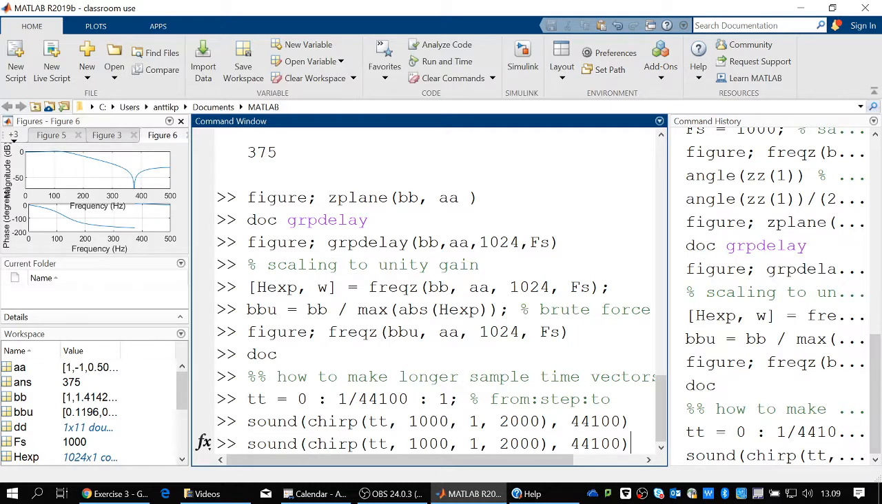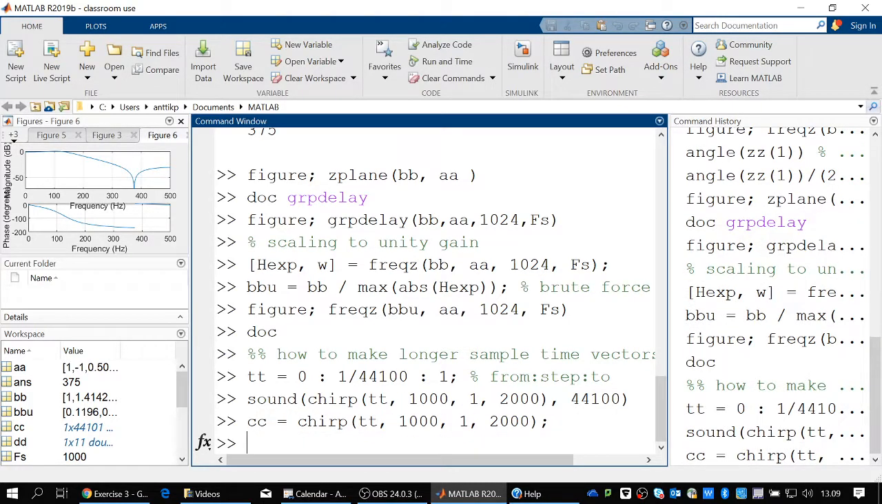Okay, so that's my chirp signal here. Let me just do some. So this is my chirp signal for fun. That's how you can make longer samples. Okay, how to add some noise?